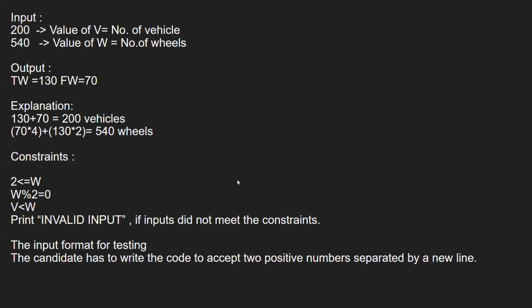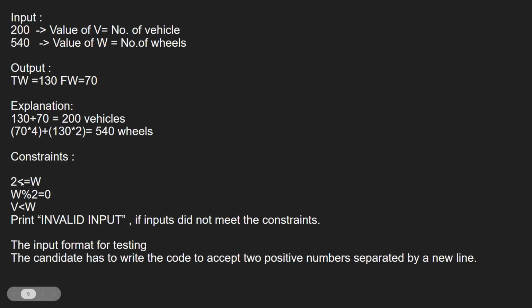So input is given to us like 200, which is the number of vehicles, two-wheeler and four-wheeler, and total number of wheels we have is 540. So the output we get is 130 for two-wheeler, and for four-wheeler we get 70. So we will see how we can code this problem, to find out two-wheelers and four-wheelers.